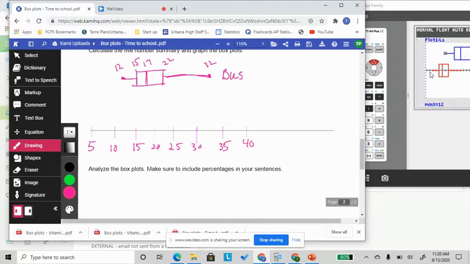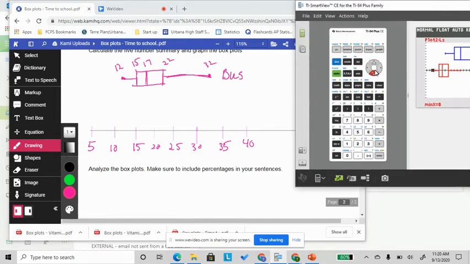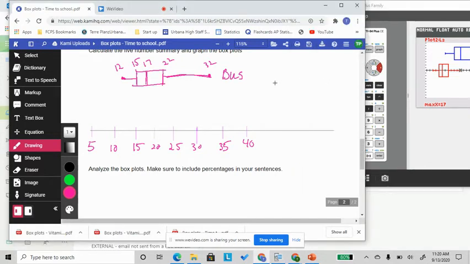For my car times, I'm going to go down here, and my lowest car time, if I look at the graphing calculator and go down, is 8, and then I'm going to just trace across to get my 5-number summary for that. And so I have 8, and then 10, 11, 13, and 17. Okay, so there's my box and whisker plot for my car times.